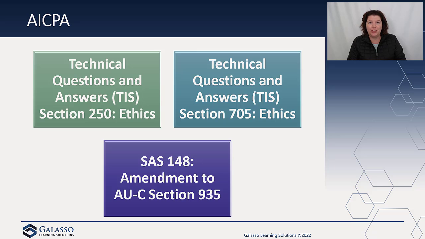So SAS 142 and 145 made changes to audit evidence as well as to risk assessment. When they were looking at 935, they really needed to go through and provide a little bit of guidance on one, the appendix on what does not apply to single audits, but two, to give a little bit more clarity in the risk assessment area. So SAS 148 updates AUC section 935 and in particular the appendix there.